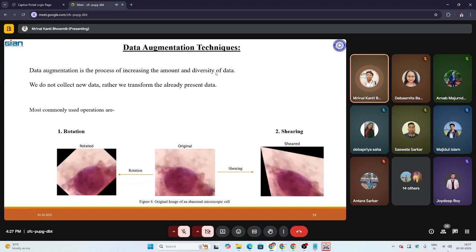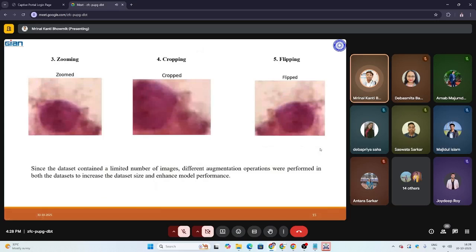Like here in the AGMC2 dataset, we have a limited number of images. For abnormal microscopic cell images, we have 50 images, and for normal, we have 50 images. So it is not enough for the model to learn what actually the abnormal and normal cancerous cells are. So here we will be performing augmentation. What are the operations performed in augmentation? There is rotation. This is the original image of an abnormal microscopic cell, and if we perform rotation, it looks like this rotated image. And shearing looks like this sheared image, and there are zooming, cropping, flipping.